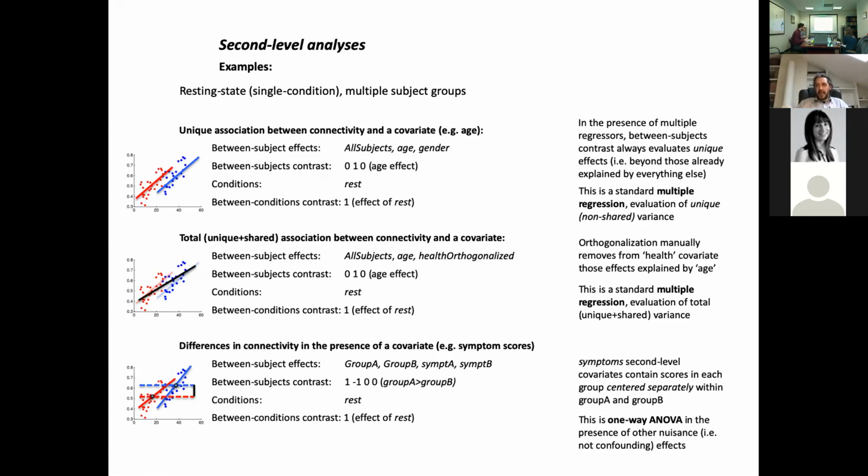So you were referring to the blue, semi-transparent line? The black line. Right? Yeah, the black line looks like what you would get as the effect of age if you just got rid of the health orthogonalized regressor altogether. Yes, exactly. It is exactly what you would get with just correlating with age. Well, let me check.